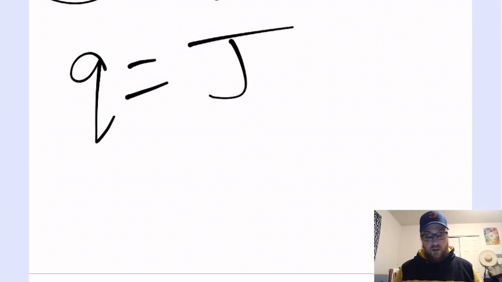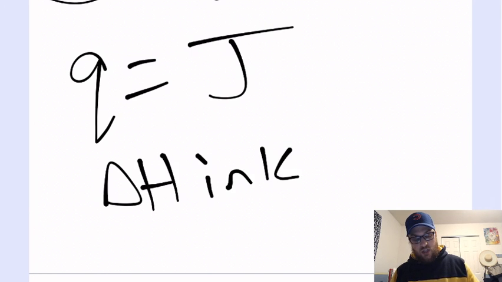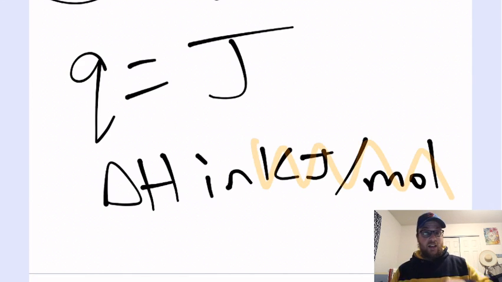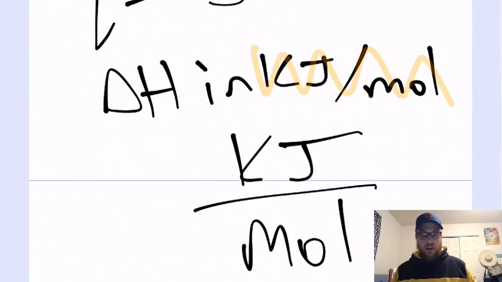So include your units. And then a lot of times the next question is going to be, what's the delta H in kJ per mole? And again, just focus on the units here. That is telling you I want a final answer that is kilojoules in the numerator and mole in the denominator. So it's literally telling you to divide your answer in kilojoules by your answer in moles.